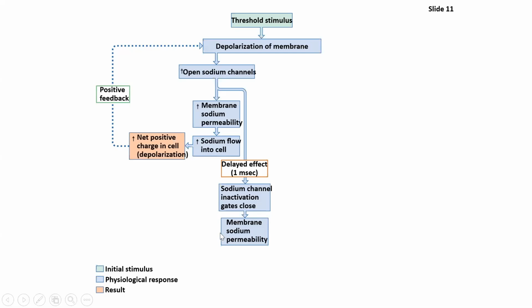I don't know whether there's an arrow here, but you can put an arrow in on your own notes. There should be a down arrow here. So the membrane permeability for sodium decreases, and that decreases the amount of sodium that's flowing into the cell.